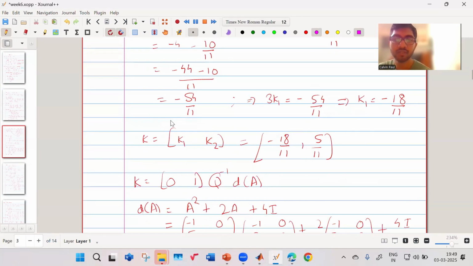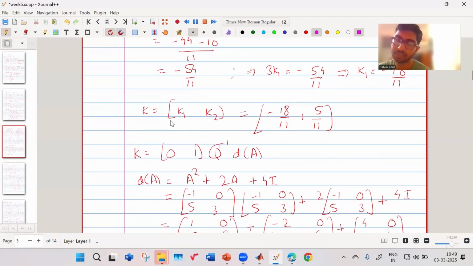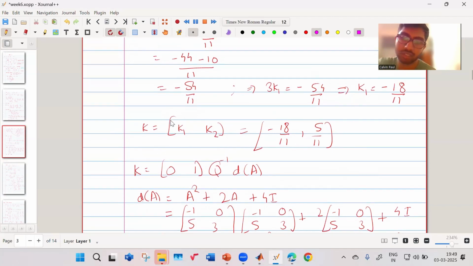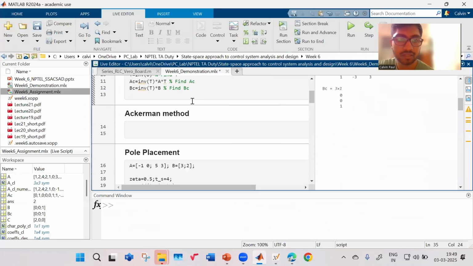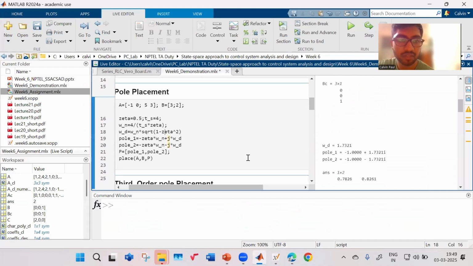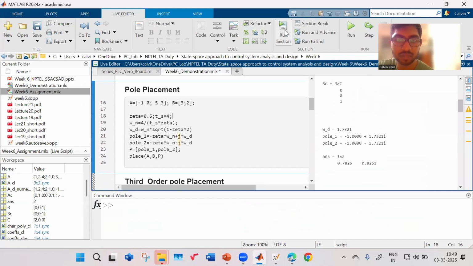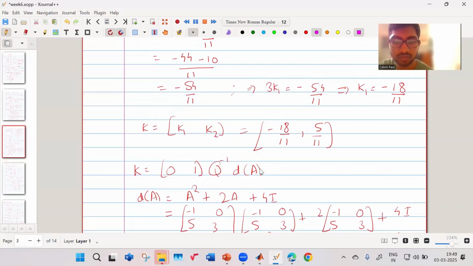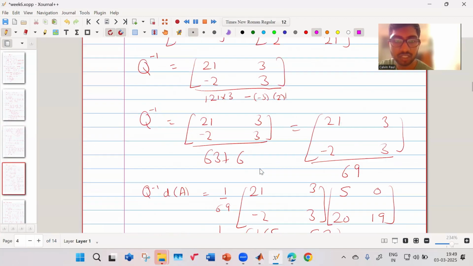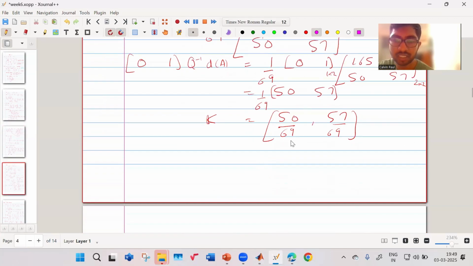Okay. So we tried another method using place and we weren't able to get it. Let me check. This is the A matrix. These are the specifications. When we put place, it comes out to be 0.7826, 0.8261. When I did the Bhaskara algorithm, I got 50 by 69.